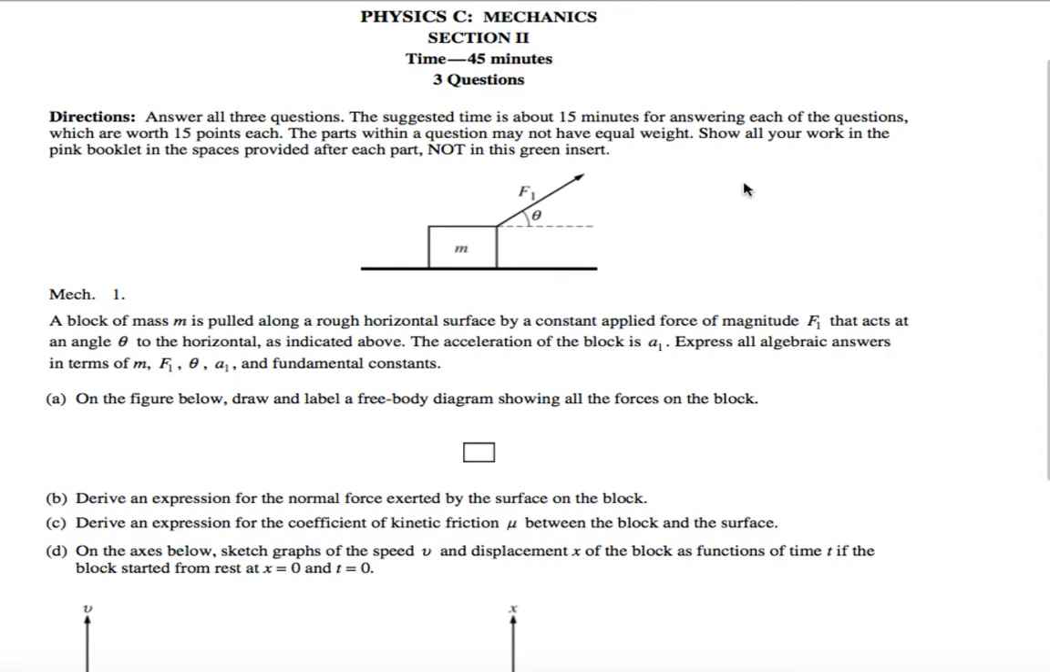This is such a great question. Let's take a look at it. So we want a free body diagram showing all the forces on the block.